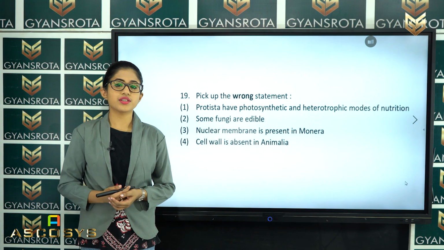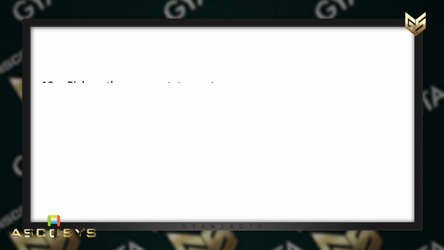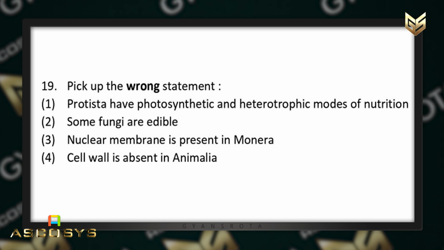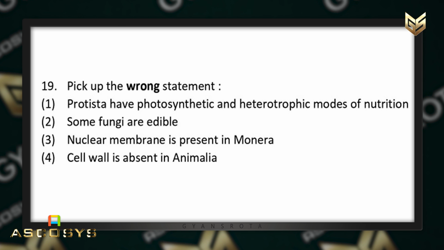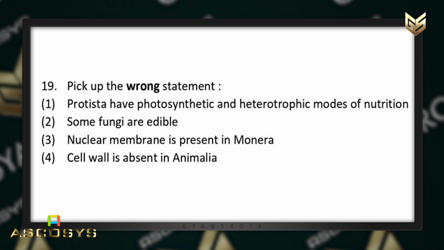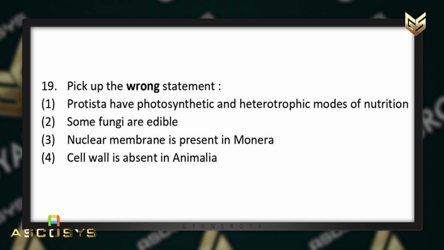Now the next question is question number 19. Pick up the wrong statement. First statement is Protista have photosynthetic and heterotrophic modes of nutrition. Second is some fungi are edible. Third is nuclear membrane is present in Monera.